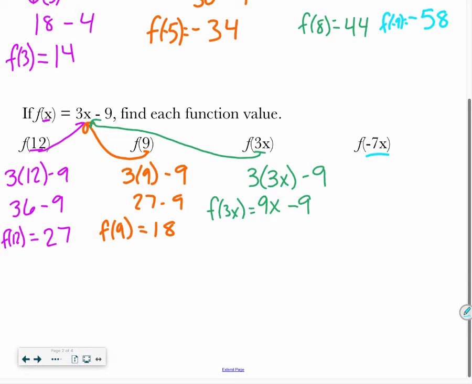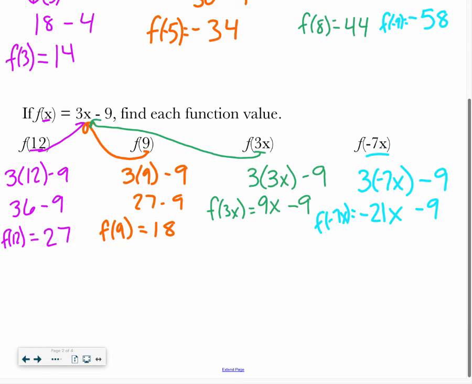Let's try it with negative 7x. We have 3 times negative 7x minus 9. 3 times negative 7 gives me negative 21. My x goes with that because we're multiplying. I say minus 9. Since my 9 doesn't have an x and my negative 21 does, I can't do anything else. So I say f of negative 7x equals negative 21x minus 9.